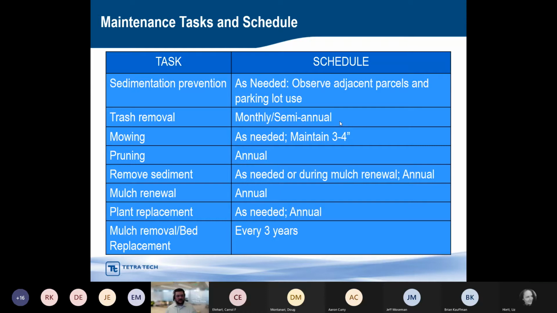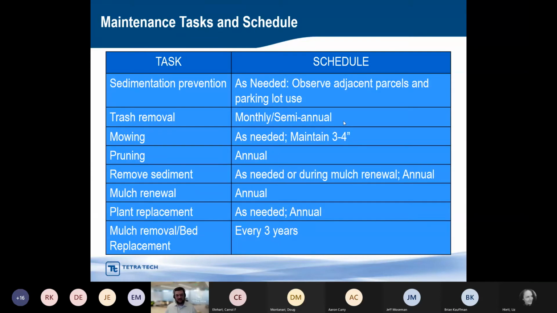Mowing, again, is as needed depending on the quality of the grass, but we're usually looking at that 3 to 4, even 6 inches if it's in a swale, to really get the good water quality. Pruning, again, is an aesthetic issue. Removing sediment, again, we talked about that. Mulch renewal could be annually, depending on the aesthetic that you're looking for. That's just adding some new mulch. Mulch removal or replacement, we're seeing generally more like every 3 years or less frequently, depending again on the watershed and your pretreatment. And then your plant replacement.